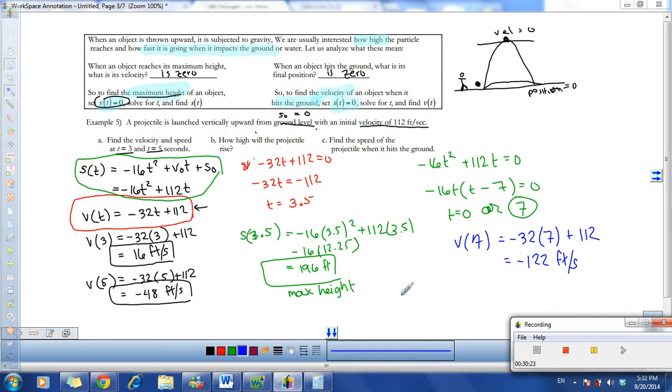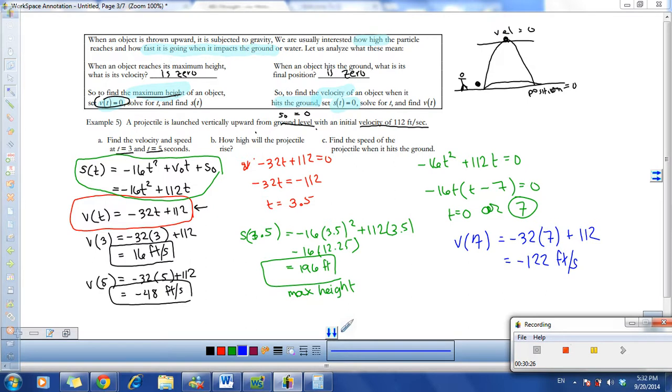This video is getting way too long, and I still have four other examples, but they're all pretty much the same thing. Just remember that when you are finding a maximum height, you set your velocity equal to 0. And when you're finding the velocity when an object hits the ground, you set your position equal to 0.